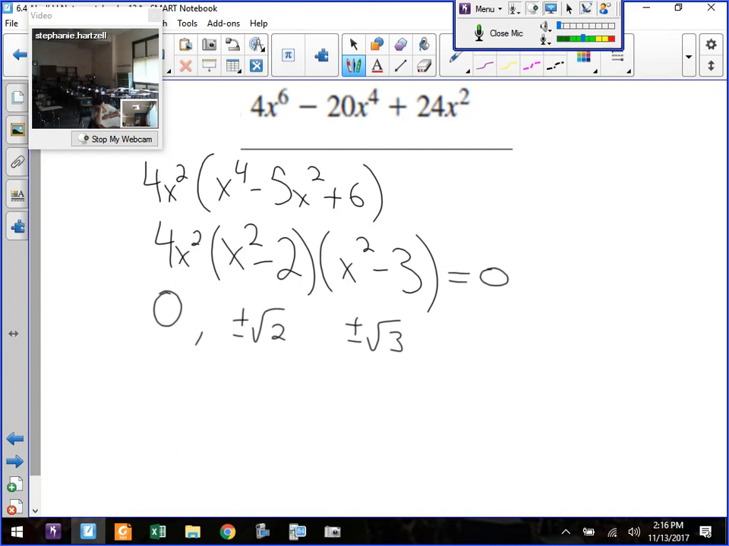Now, in this case, I only have 5 zeros listed. But here's the weird new thing. Since this part here is a squared term, and 0, it technically occurs at 0 twice. Well, we don't write it down twice.